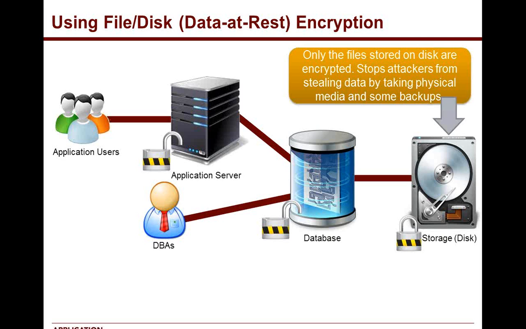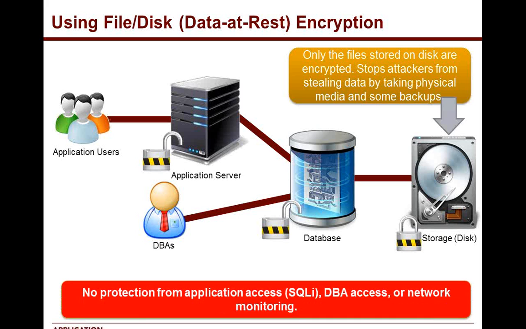So the objective is to prevent someone from walking away with the disk, because it's encrypted. And hopefully when that's done, the encryption keys themselves aren't stored on the same disk. But the objective is that if you physically steal the disk, it will be encrypted. And again, in this example, file and disk encryption doesn't provide any protection from standard application access. It doesn't prevent SQL injection. It doesn't prevent DBAs from accessing the database, and it doesn't stop any type of malicious user doing some form of network monitoring.